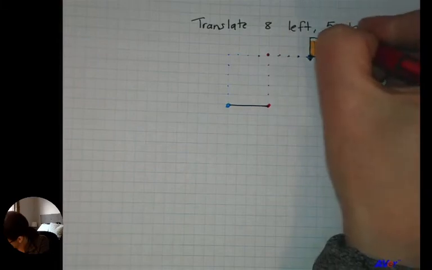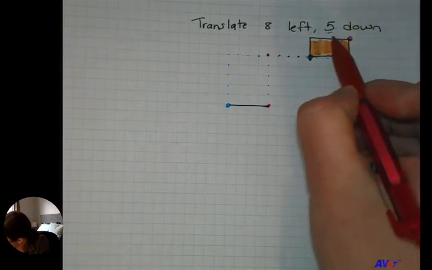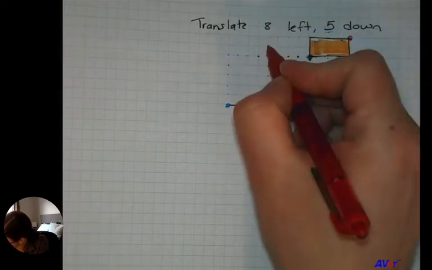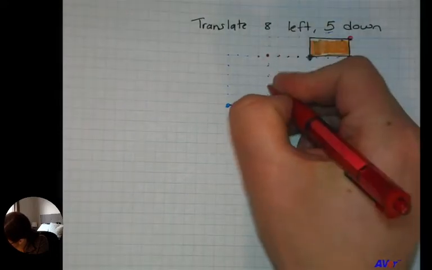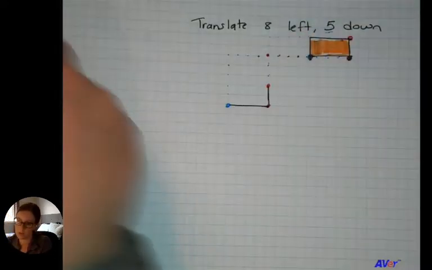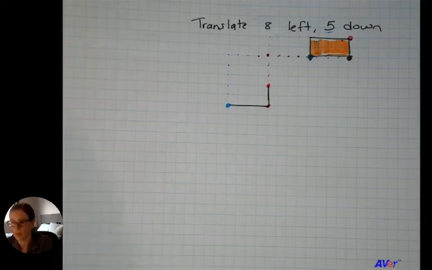So let's translate this one. 1, 2, 3, 4, 5, 6, 7, 8. Down 5, 1, 2, 3, 4, 5. There's a new corner. There's more of my rectangle taking shape. And then, let me find one more new color.